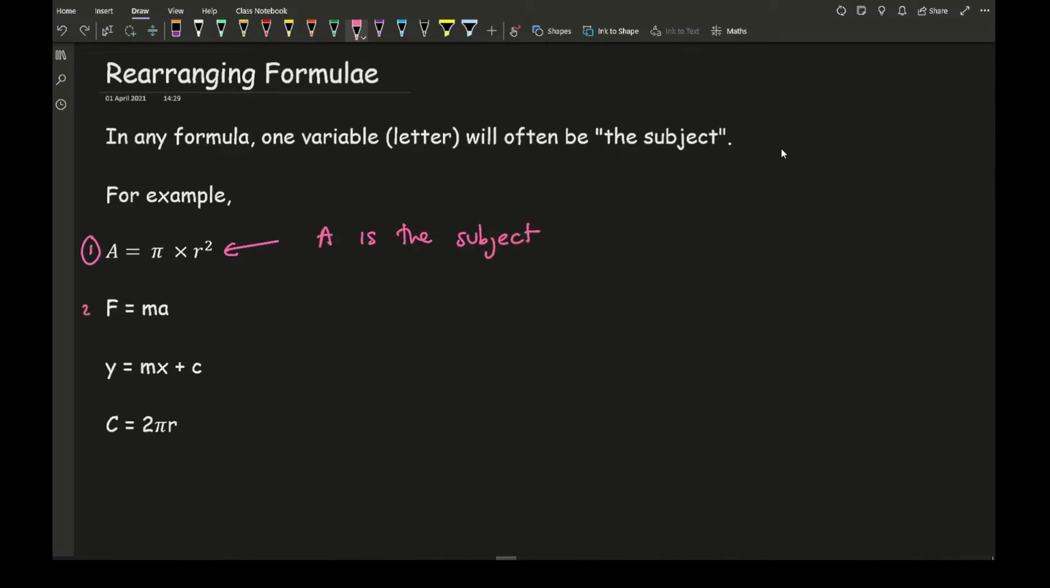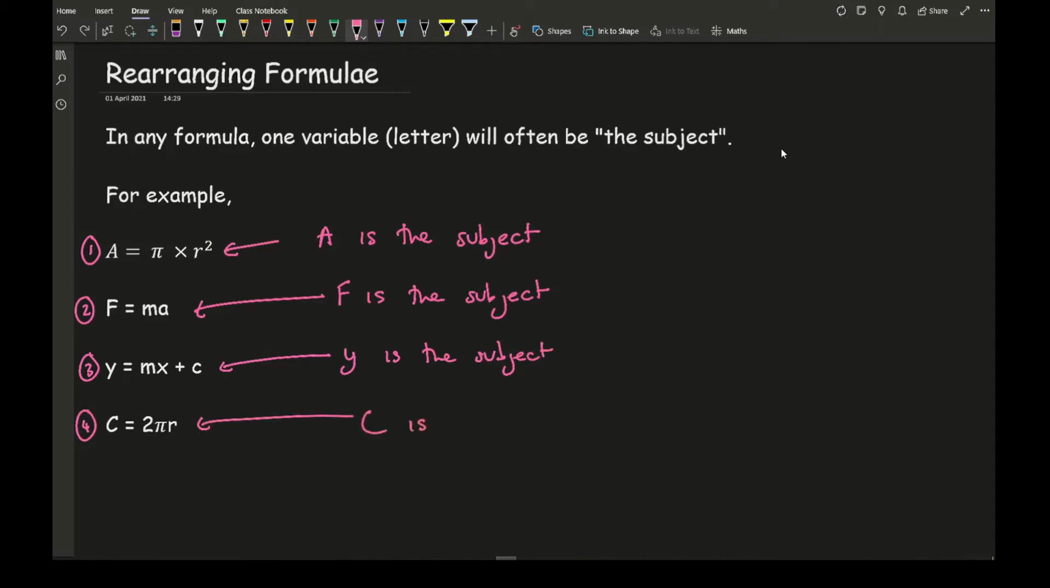And in our second formula, F equals ma, which is one of Newton's laws, force equals mass times acceleration, here F is the subject. And in our third formula, which is the equation of a straight line, y is the subject. And in our final formula, the circumference of a circle, which is 2 pi r, C is the subject. So in terms of understanding what we mean by a letter being the subject, it is basically making the formula equal to that variable or letter.